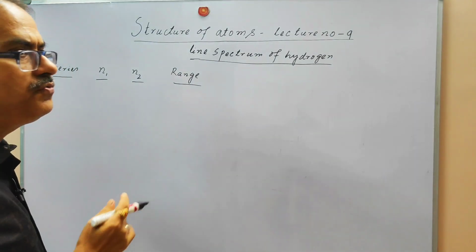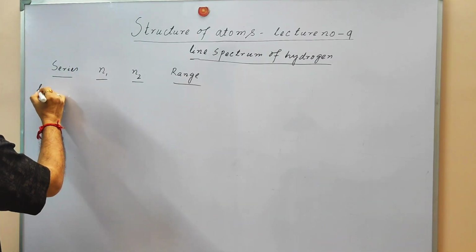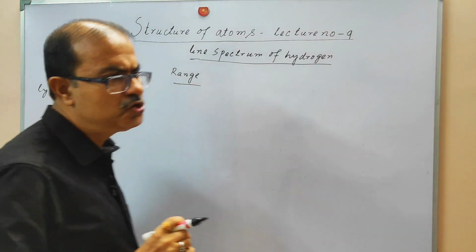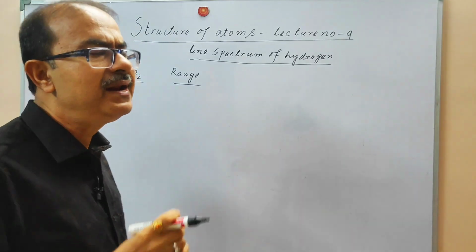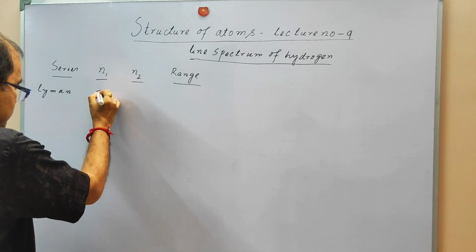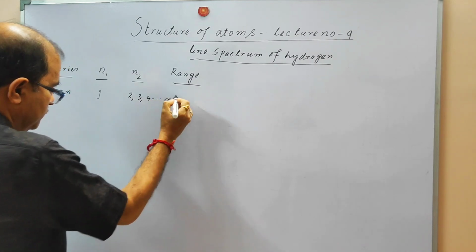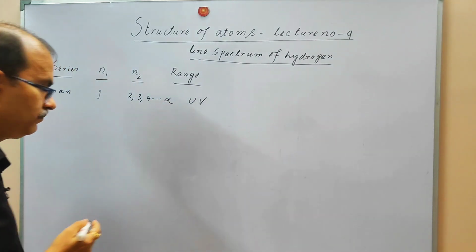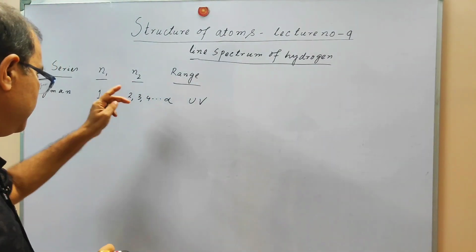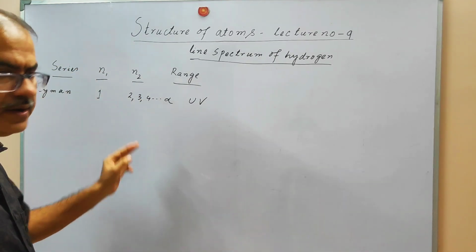Now to discuss how these different lines having different wavelengths are produced. First, the Lyman series: when the electrons from a higher level, 2, 3, 4 and so on, come to the first level, it will produce the ultraviolet range. Here the electron has jumped back to the number 1 level.